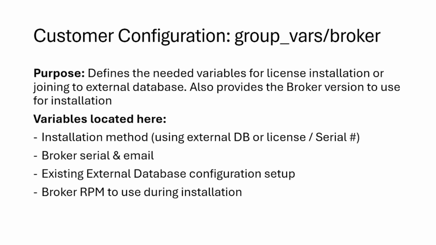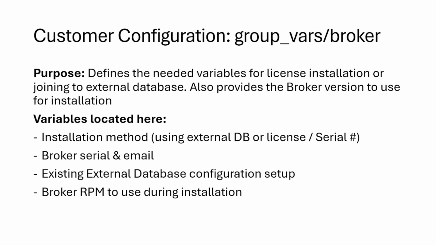From a customer configuration perspective, the only spot you should need to modify is under group_vars/broker. And the purpose of this file is it defines the needed variables for license installation or joining to an external database. It also provides the broker version to use for installation. The variables located here are the installation method, so that's either using an external database or a license serial number.